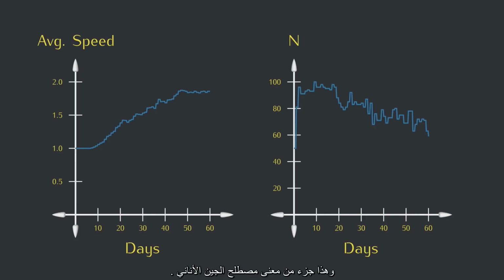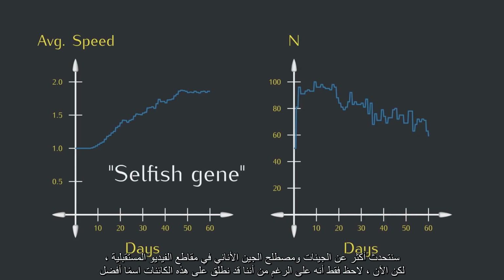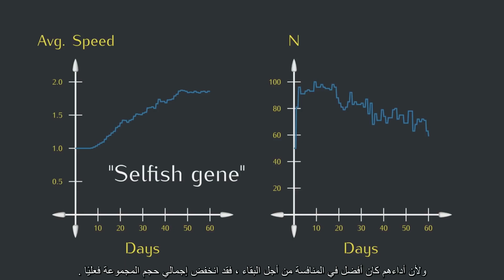This is part of the meaning of the term selfish gene. We'll talk more about genes and the term selfish gene in future videos, but for now, just notice that even though we might call these creatures better because they did better in the competition for survival, the total population size actually went down. Selection didn't happen for the good of the species as a whole. But again, more on that in future videos.